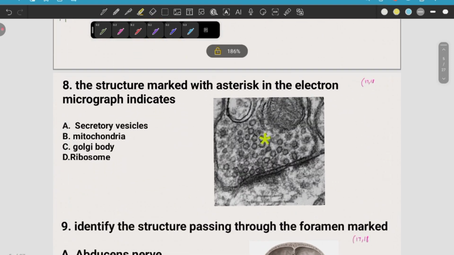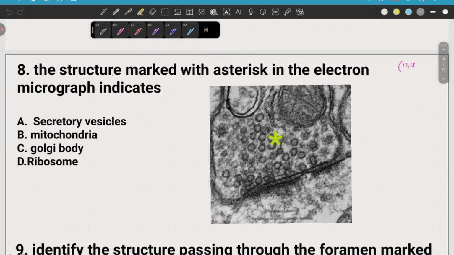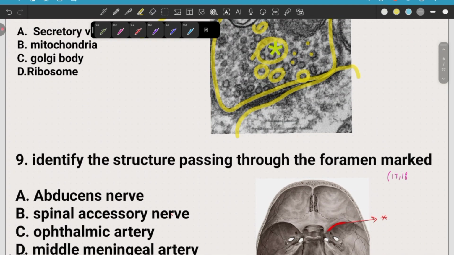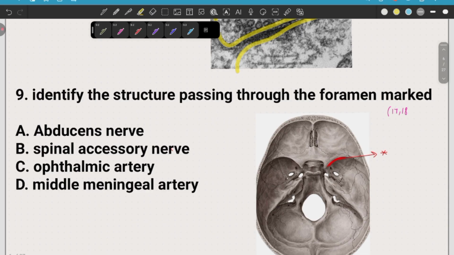Okay, seventh one over. This is also a 2018 question. So the structure marked with the asterisk sign in the electron microscope indicates what? They have marked the round structure, this one. So what is it? It is secretory vesicles. This is actually a nerve. Okay, these are the end terminals. Here you can see the secretory vesicle.